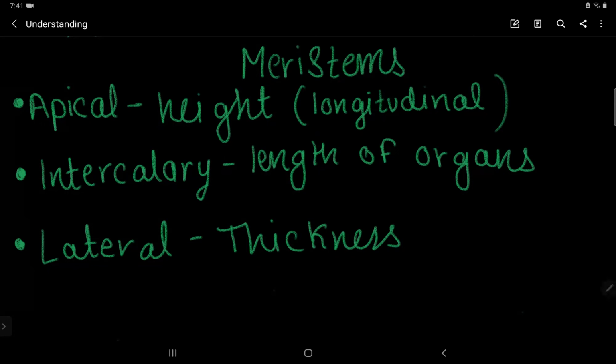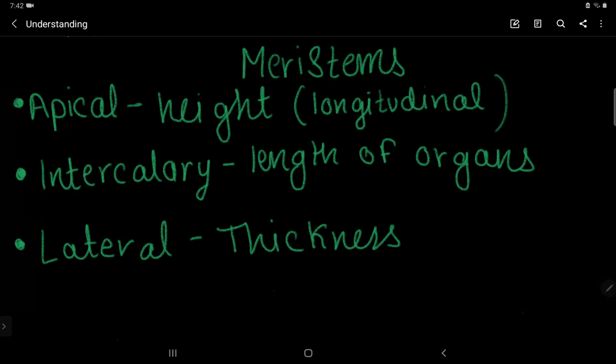Apical meristem. The meristem that occurs at the apices of the root, stem, and leaves is known as apical meristem. It comprises either a single apical cell or a group of apical cells. The activity of this meristem results in longitudinal growth, which is the height of the plant.